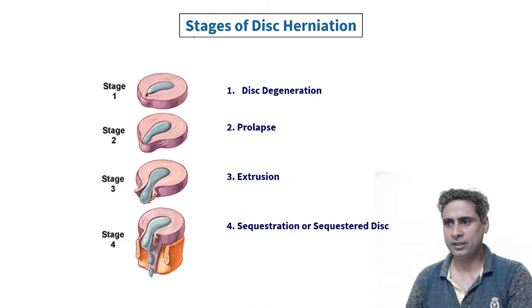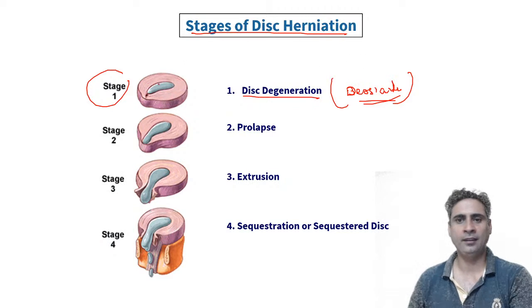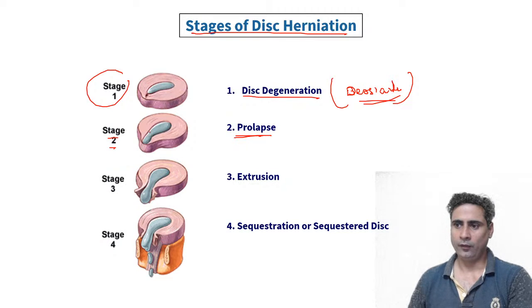Here are the stages through which this disc prolapse will progress. The first stage is the stage of disc degeneration, where there will be desiccation of the disc. There will be a decrease in water content, the disc will become hard, but the annulus fibrosus is still intact and the nucleus pulposus is in place. A slight bulge will be there in the disc. The second is the stage of prolapse, stage 2, where the nucleus pulposus is coming into the spinal canal, but the overlying annulus is still intact.